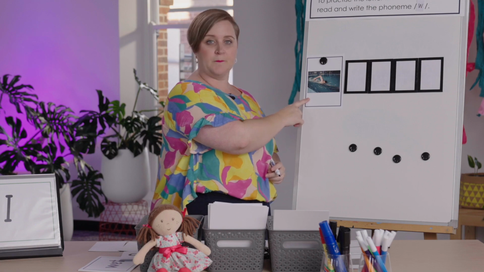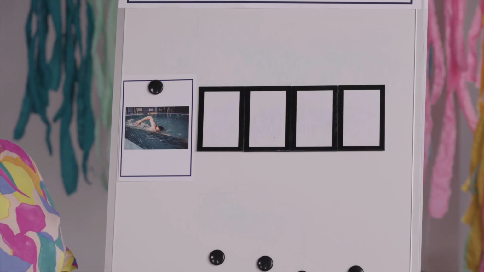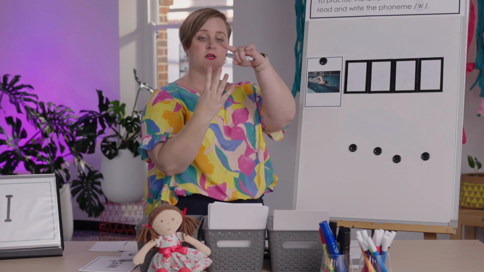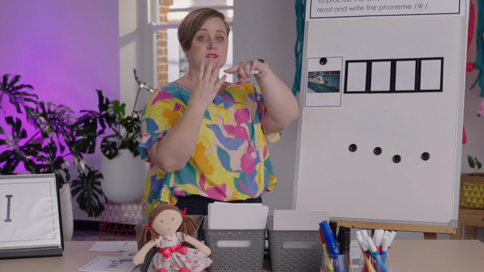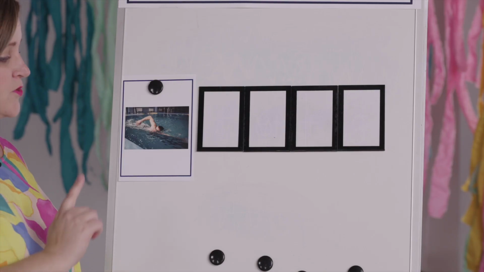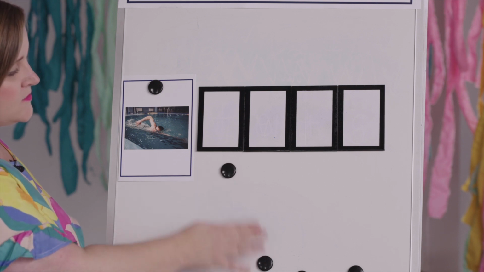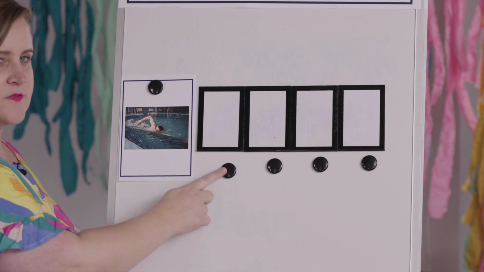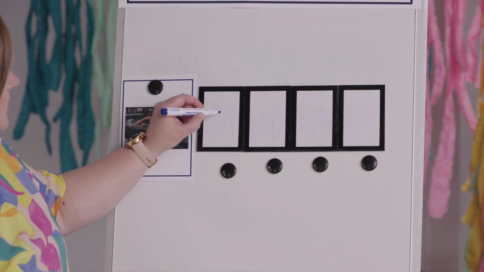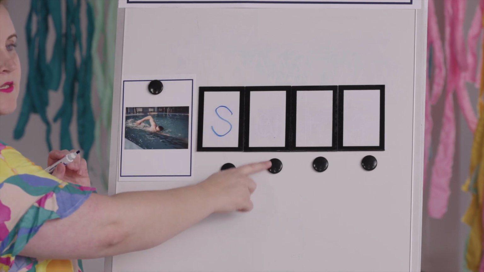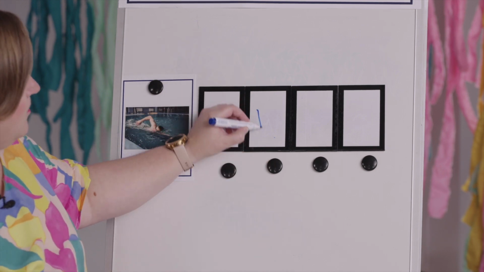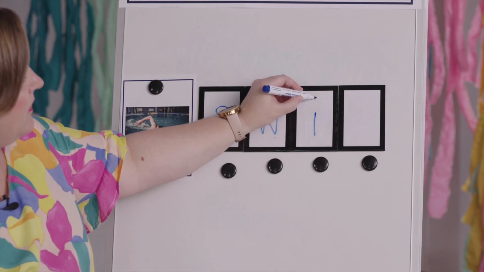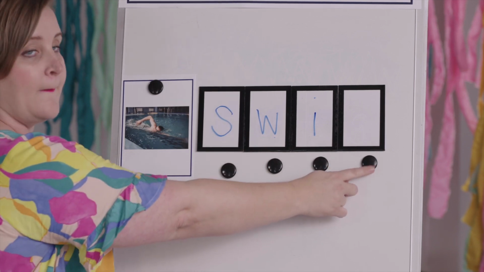This is the picture swim. What word? Swim. Let's tap out those phonemes. S, w, i, m. How many phonemes? S, w, i, m. Swim. Let me use my magnets to push up one for each sound. S, w, i, m. What was the first phoneme? S, that's right, write it down. What's the next one? S, w. Yes, great job. S, w, i. Write it down. And the last one, s, w, i, m.